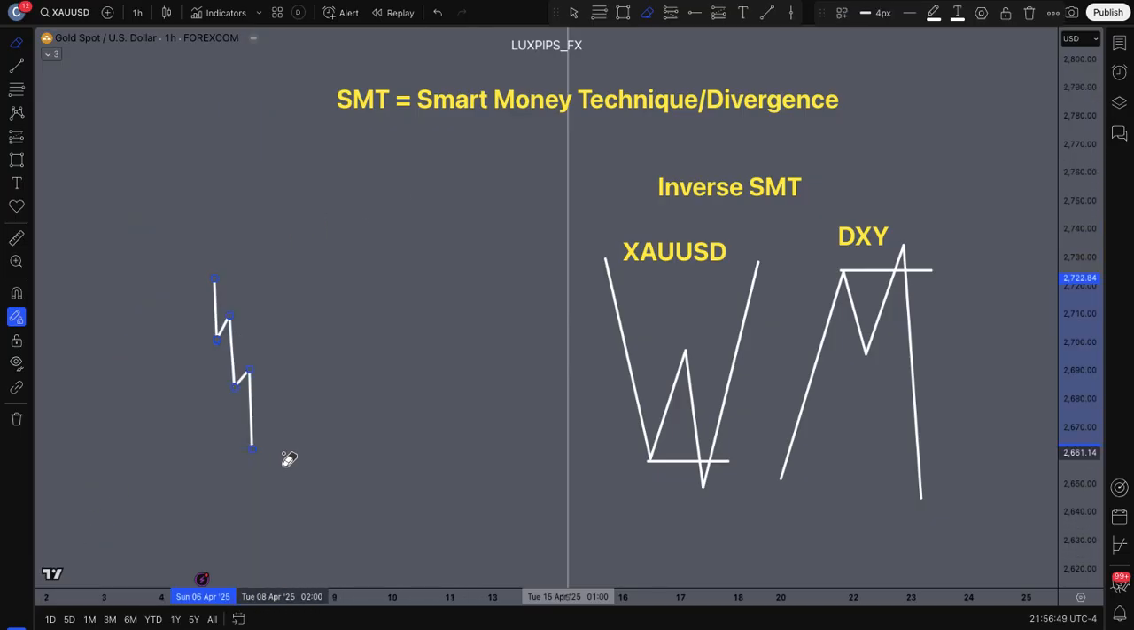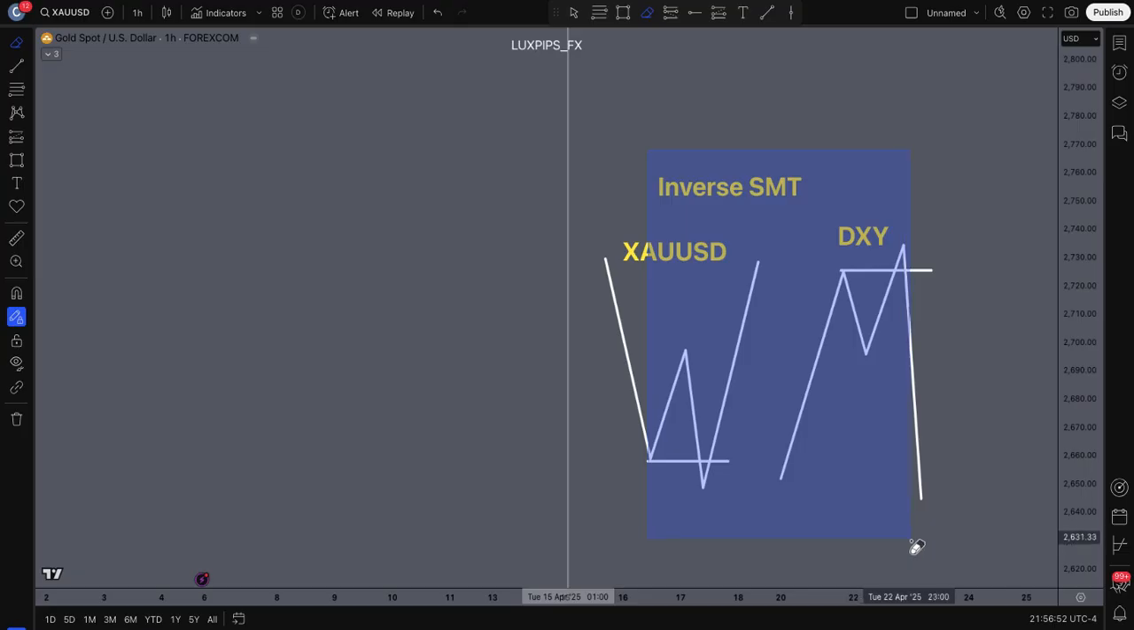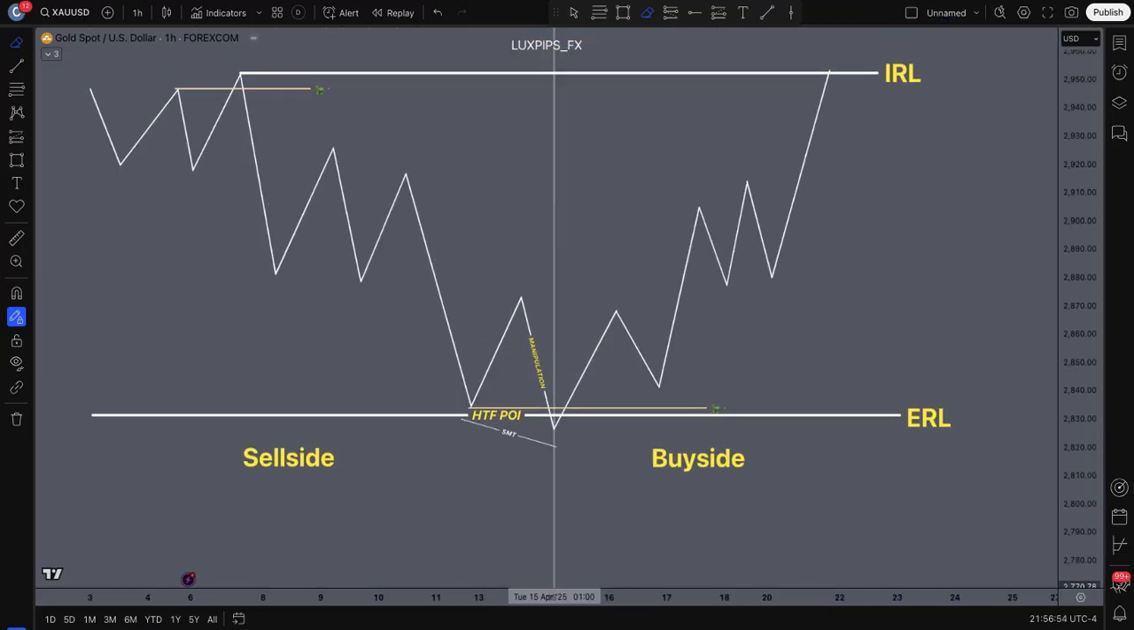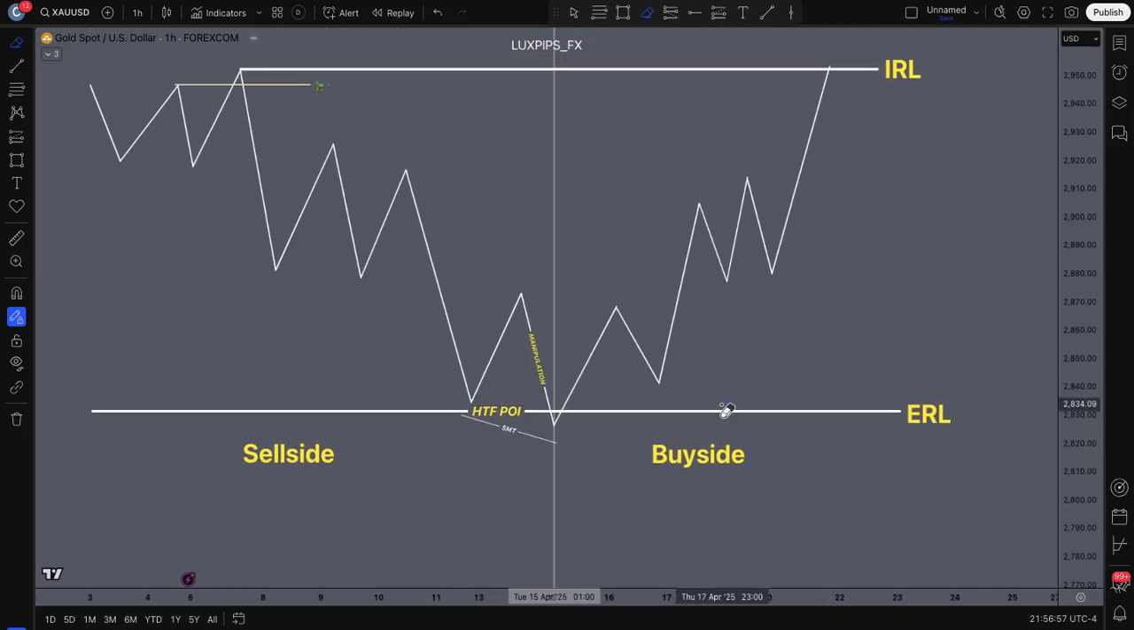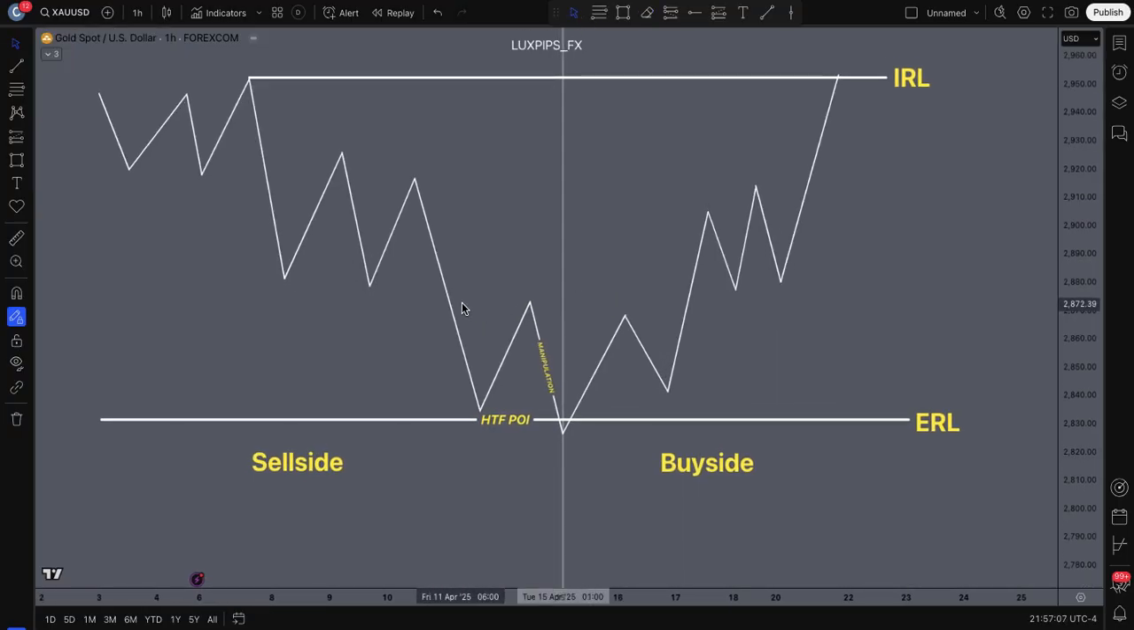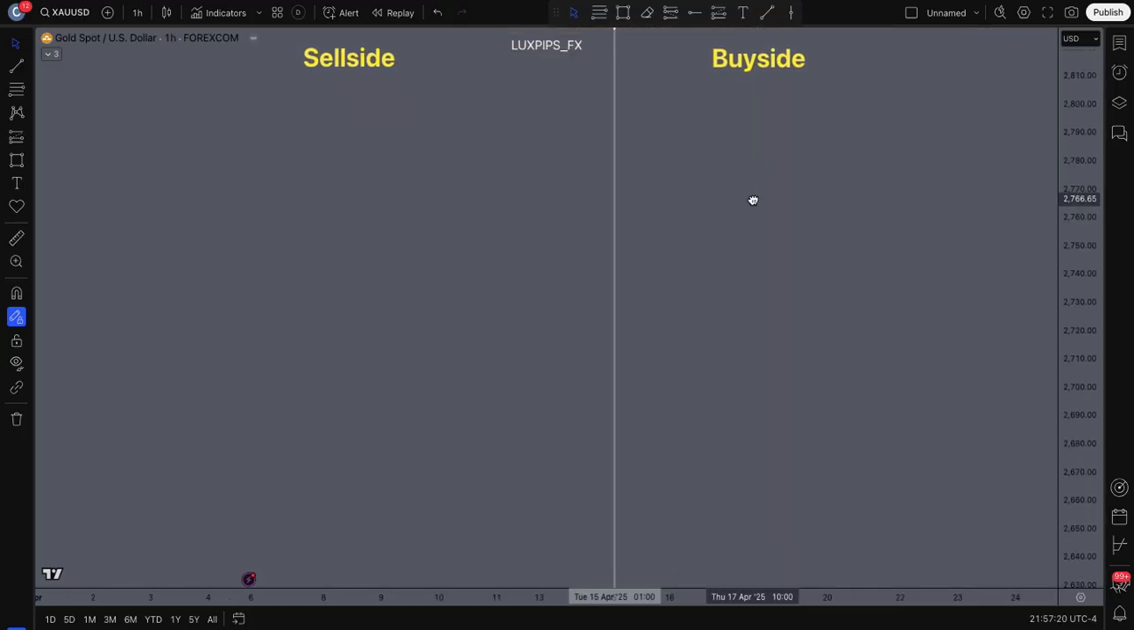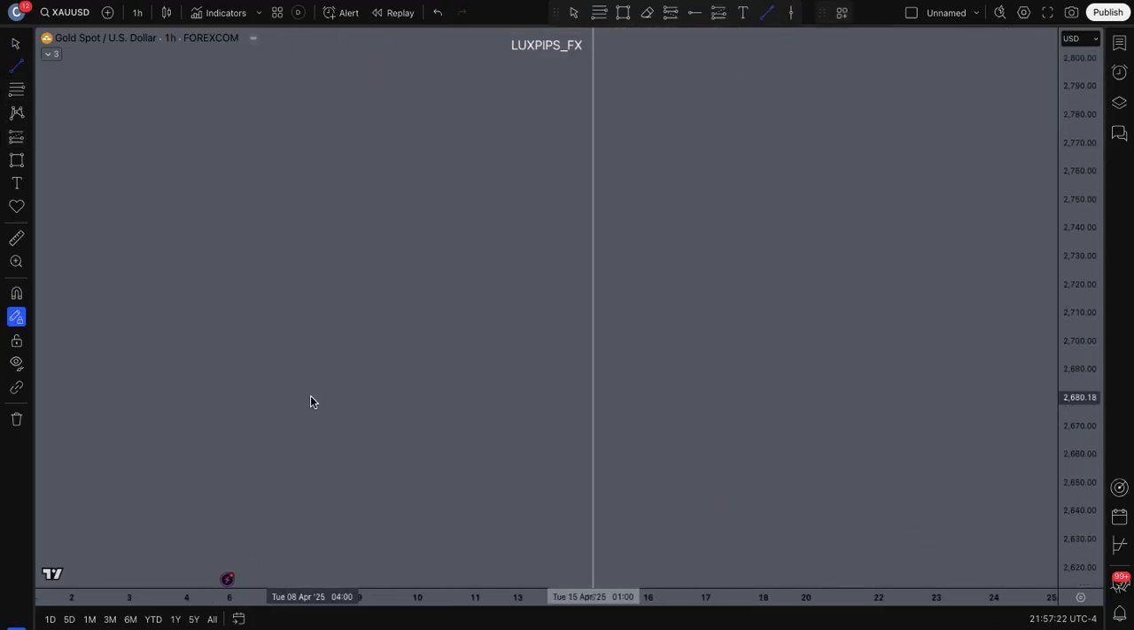Erase this real quick. So now we understand what turtles are, and now we know what SMT is. I do want to talk about this little middle structure right here first, a little bit more. I'm going to show you another variable you're going to see. Say price came to your POI, right?